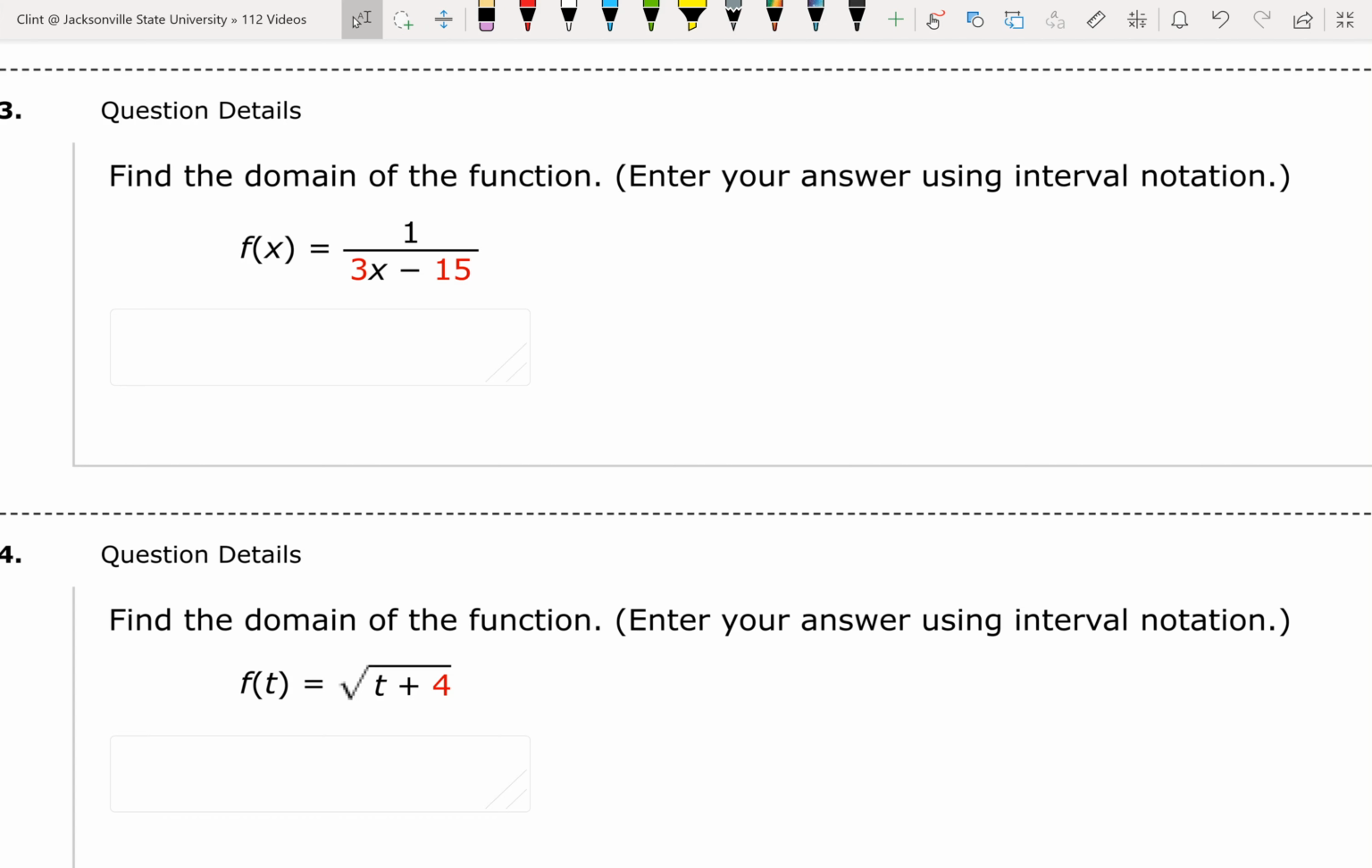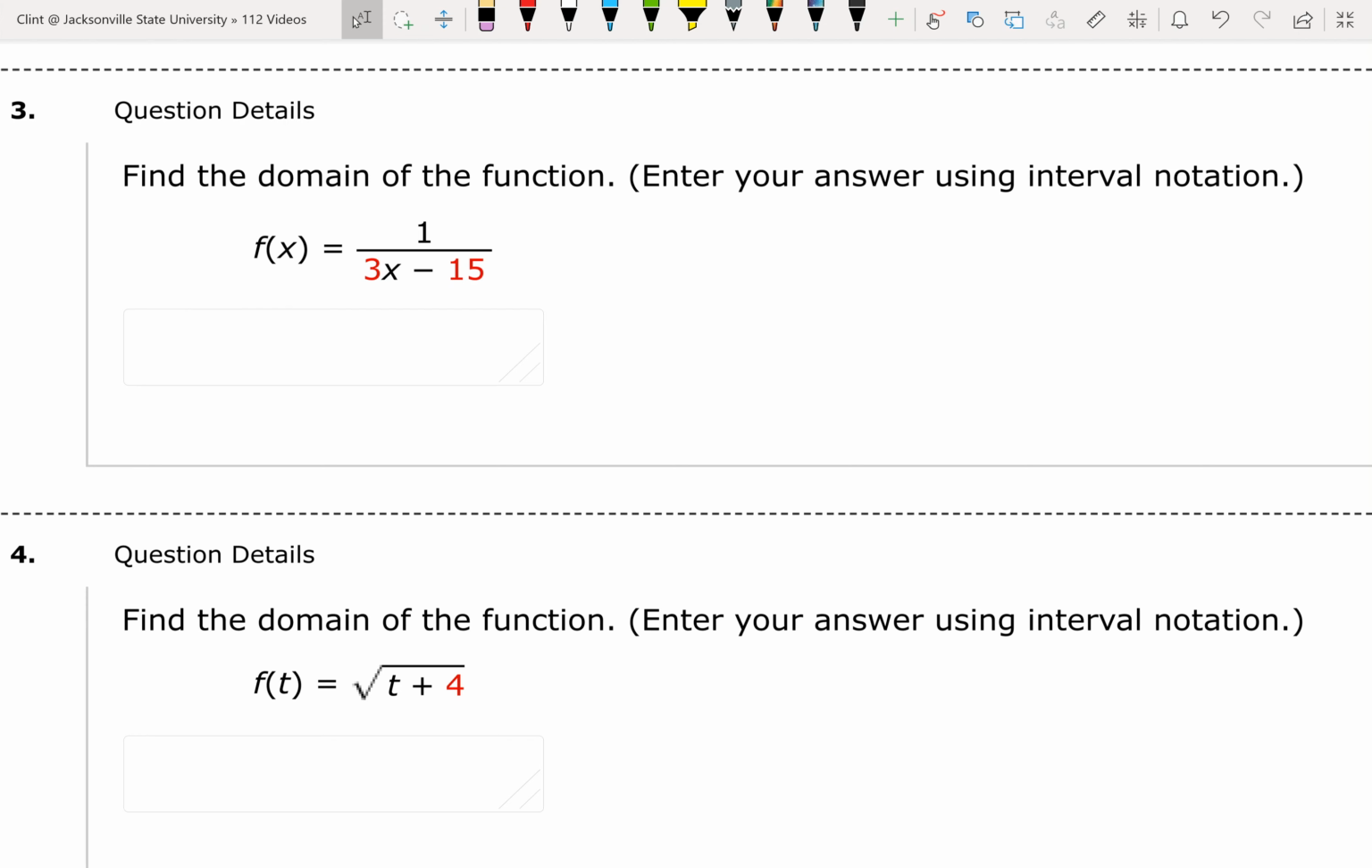Number 3, we want to find the domain of the function. If you're given a function, the domain is going to start out being negative infinity to positive infinity, all real numbers. Then you look for things that mess that up, numbers we have to leave out. Here, since we have a fraction, we have to make sure that the bottom does not equal 0.